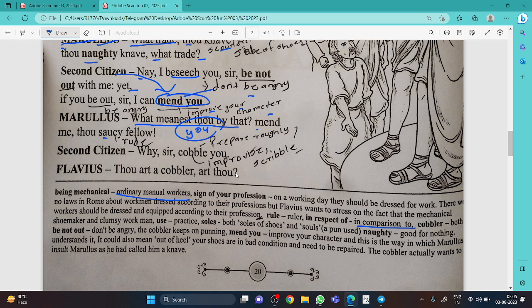The second citizen very cleverly said, "Why, sir, I'll cobble you." Cobble means prepare roughly and improvise. I'll improvise you. Flavius said, "Thou art a cobbler, art thou?" You are a cobbler, are you?